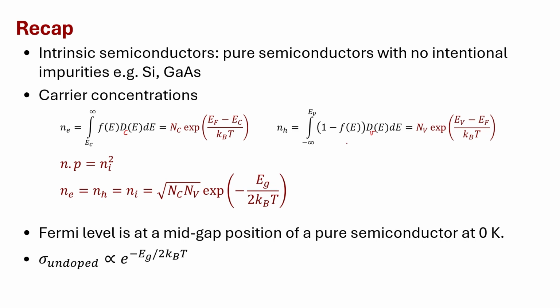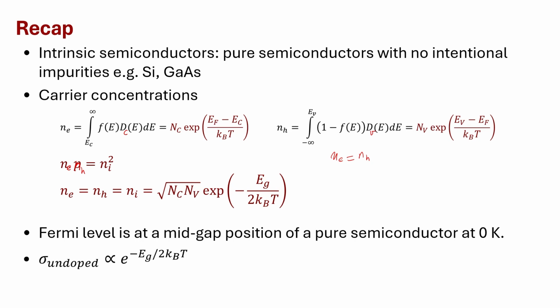Since in an intrinsic semiconductor Ne is equal to Nh, we can write that Ne times Nh will always be equal to Ni square. And from this we can also write Ne is equal to Nh is equal to Ni, which is the square root of Nc Nv into exponential of minus Eg divided by 2kT. Nc and Nv are basically the effective density of states in the conduction and valence band respectively.